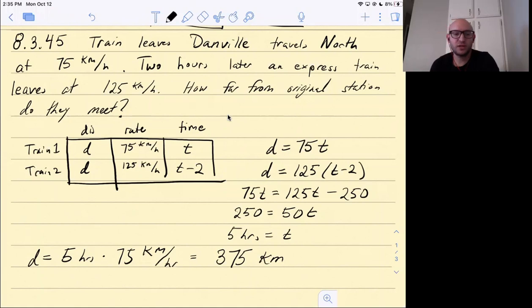How fast does it look like train two is gaining on train one? What's the speed? If train one is going at 75 and the other train is going 125, it's going 50. You can subtract the two speeds. So train 2 is gaining on train 1.